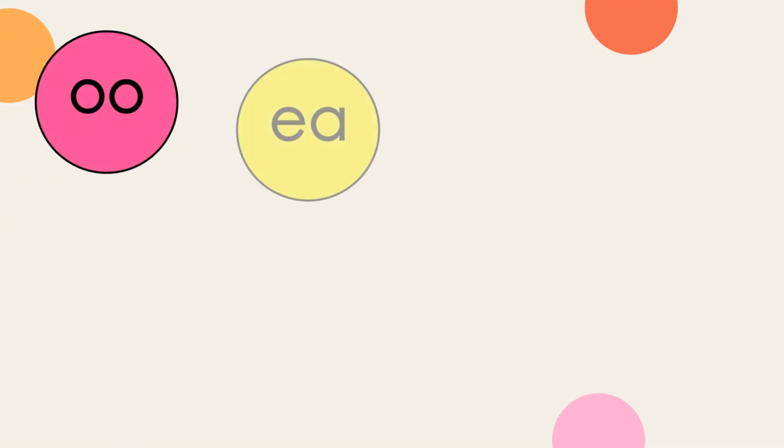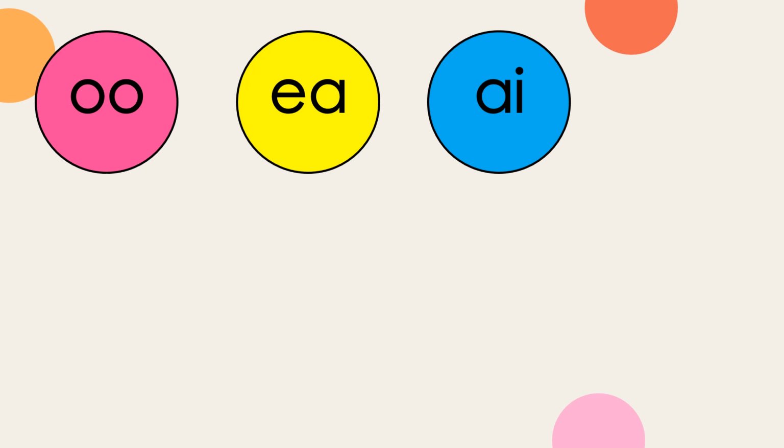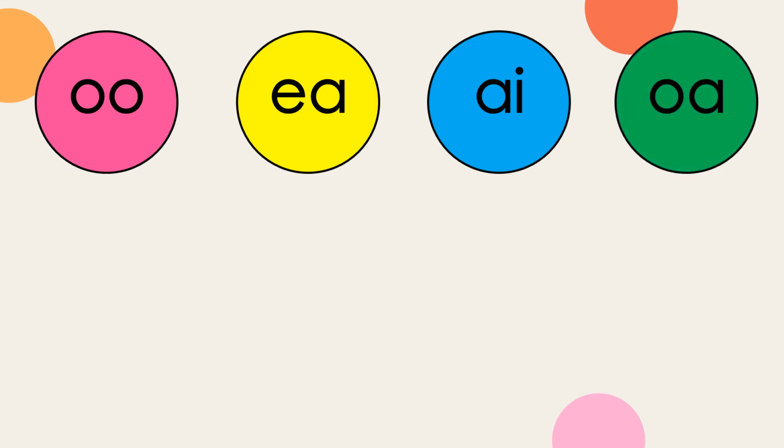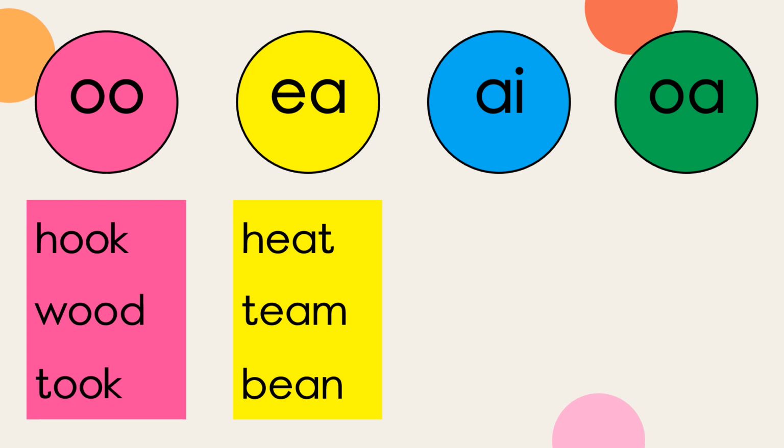U. E. A. O. H, U, K, hook. W, U, D, wood. T, U, K, took. Hook, wood, took. H, E, T, heat. T, E, M, team. B, E, N, bean. Heat, team, bean.